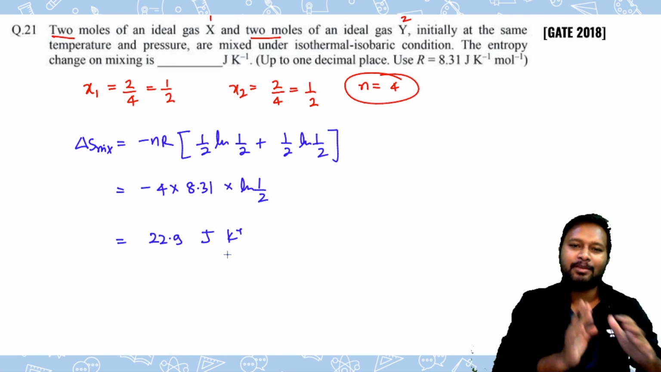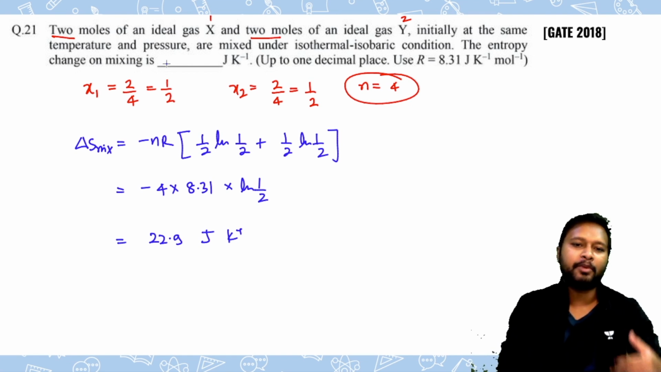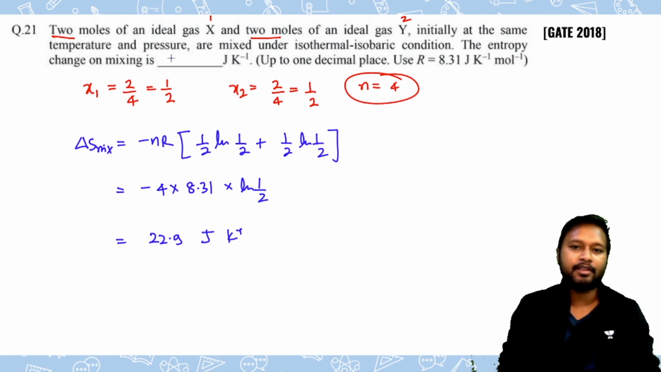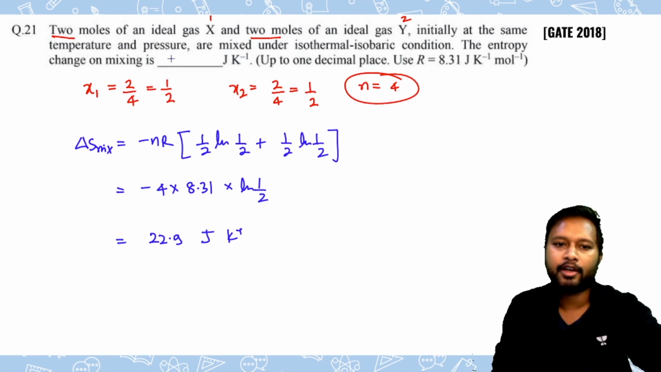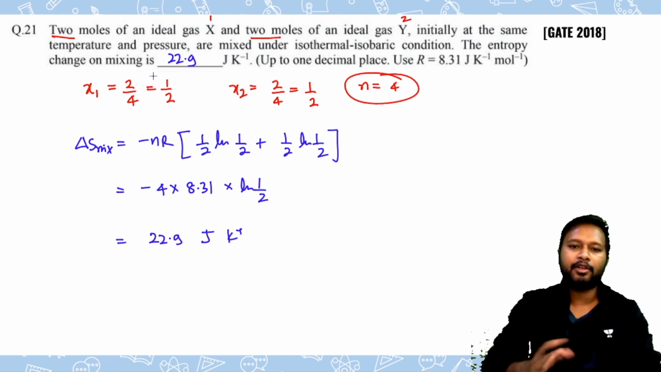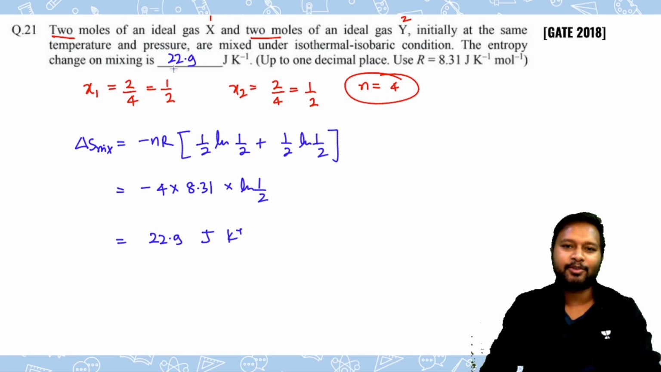Okay, so a similar kind of question we have done. You should practice these types of questions, like the mixing kind of questions, okay, because these are very frequently asked in the GATE exam. So 22.9 is the answer. Because the answer was asked up to 1 decimal place, that's why we have done it up to 1 decimal place. Let's go for the next question then.